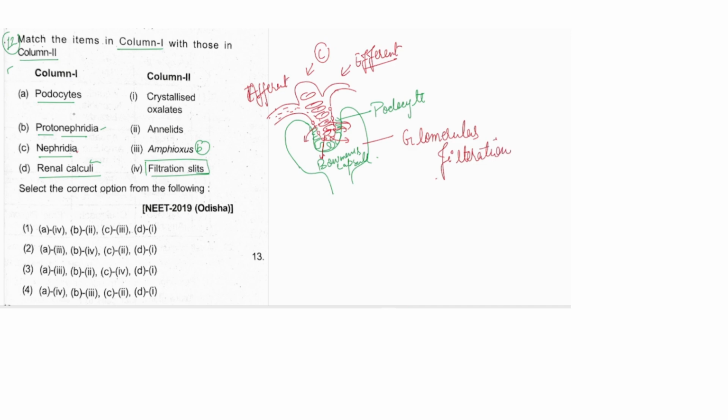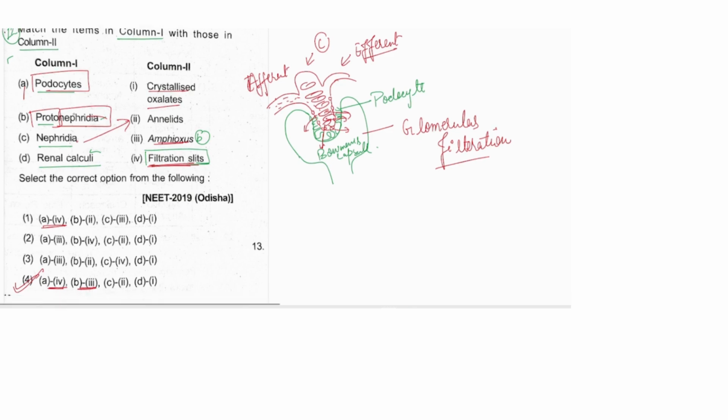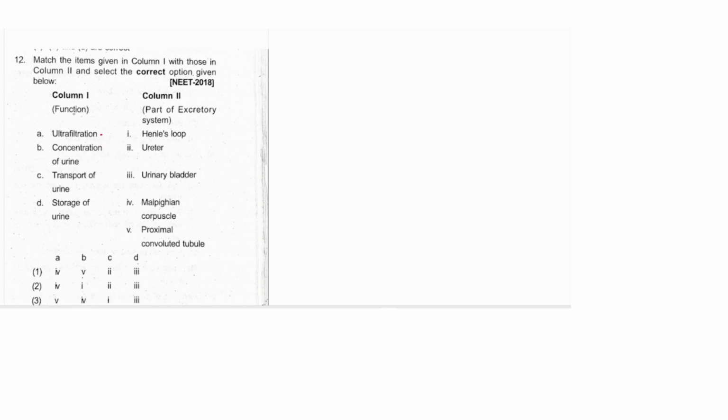Okay, so here what are they asking? Podocyte is actually the filtration slits. Okay, and so A should be 4 here, and protonephridia is actually the property of amphioxus, as I told. Proto means before, and nephridia means nephron, so before the nephron. B would be 3, B3 given in the fourth option, and nephridia we know very well, it is the annelida. Okay, it would be the annelida, and renal calculi, that is the crystallized oxalate. So option number 4. Then the next question is question number 13.